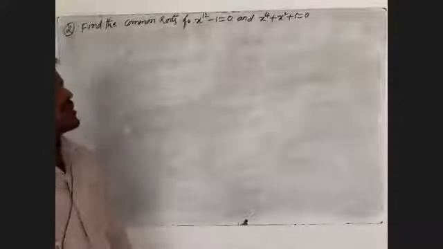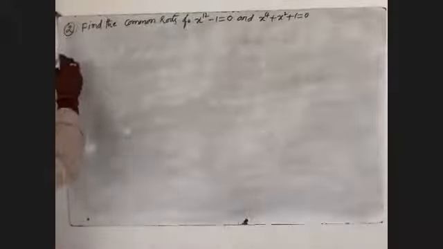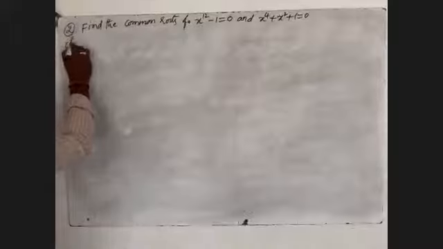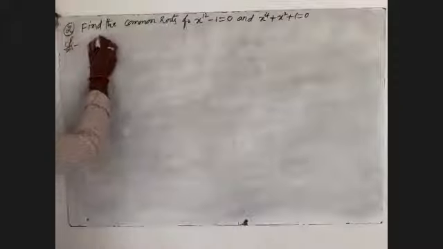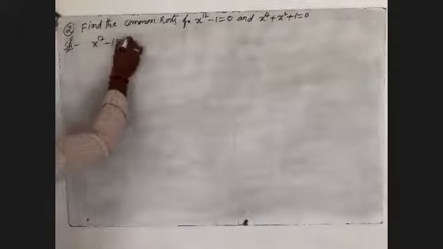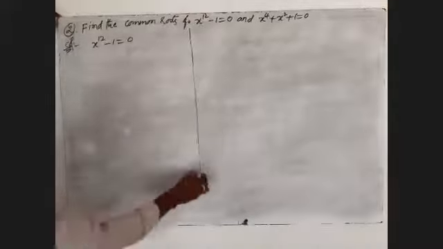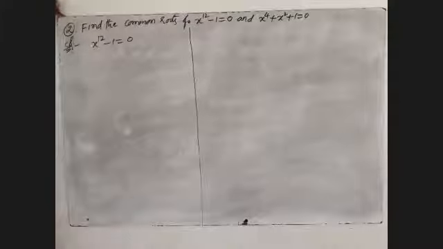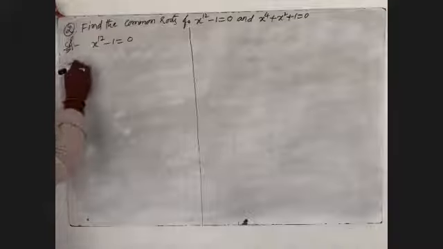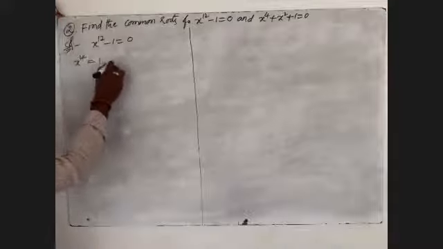We will observe. Find the common roots of x power 12 minus 1 equal to 0 and x power 4 plus x square plus 1 is equal to 0. First we will take the given one, that I will write: x power 12 minus 1 is equal to 0. This way I have to write x power 12 is nothing but 1.